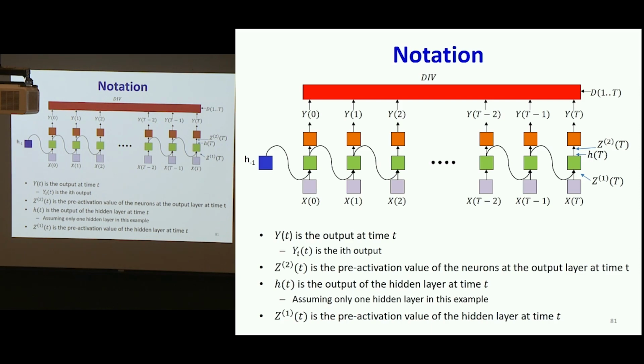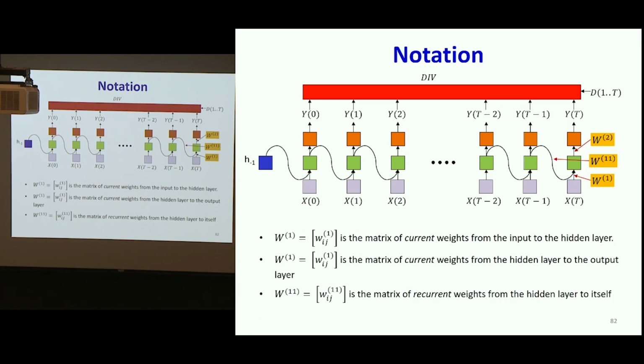So this is some notation that I'm introducing. I'm going to be calling the output at each time y of t, it's a vector. I'm going to be calling the affine input at each time z subscript 2 at t, because it's the second layer. The output of the hidden layer is h of t. The affine input at the hidden layer for the first hidden layer is z superscript 1 of t, and then I have the input itself. Then I have the weights. The weights matrix for each layer is shown by the superscript. So W superscript 2 is the set of weights connected with this layer. W superscript 1 is the set of weights here.